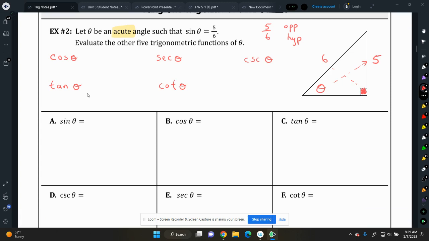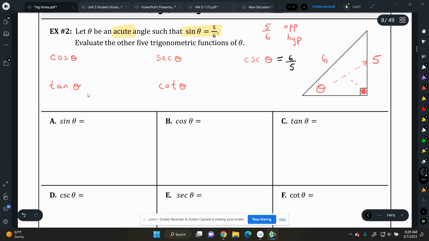Now, the easiest one to do is the reciprocal of sine. Which one is the reciprocal of sine? Cosecant. So this one I know right away. I don't have to do any figuring. That's 6 over 5, because it's the reciprocal of sine.